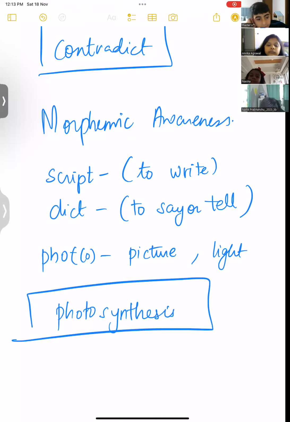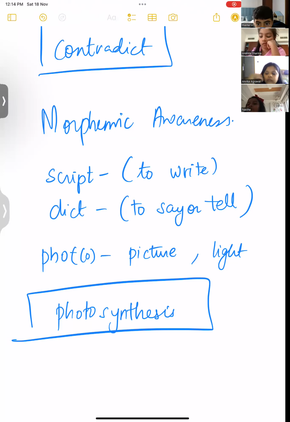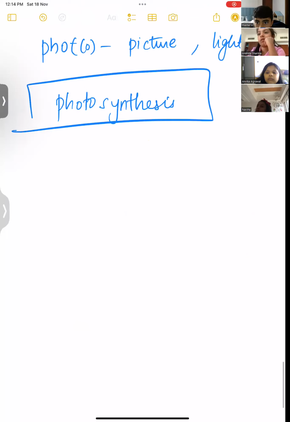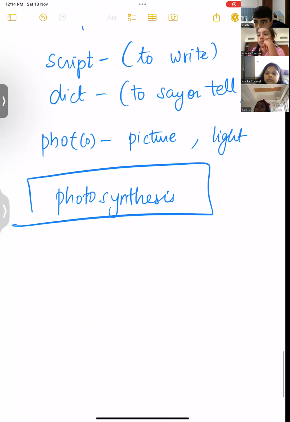Now do you see how powerful, children, don't you think morphemic awareness is such a powerful tool to enrich our vocabulary? Agree, disagree? Agree. Naitik, are you finding the class interesting? Yes, ma'am. We just have to listen in the class. Nothing more than that. Okay. So photosynthesis is again something related to light, because photo means a picture or a light.